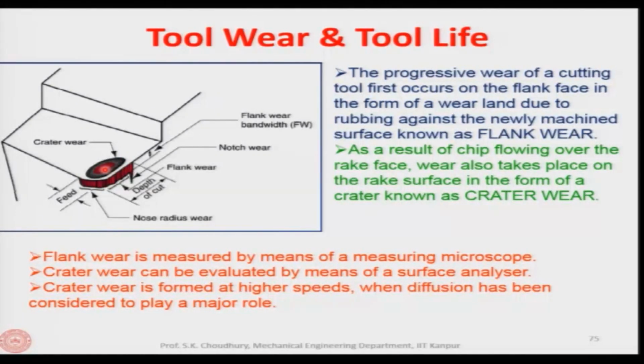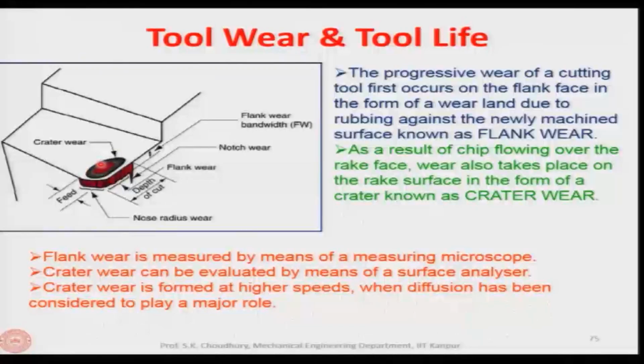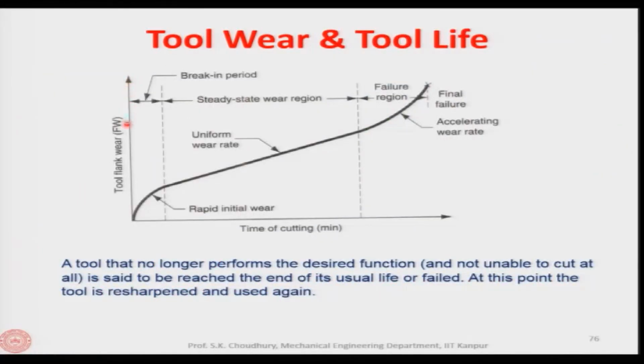So, therefore, for crater wear the responsible mechanism is diffusion, because it occurs at higher speed, and for diffusion what we need is higher temperature, and at higher speed the temperature becomes high. So, it actually facilitates the diffusion process. Therefore, at higher speed the crater occurs, and at lower to medium speed the flank wear occurs. Now, let us see how the flank wear progresses with the time of cutting.